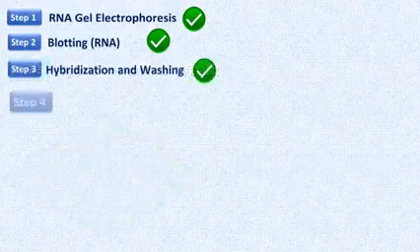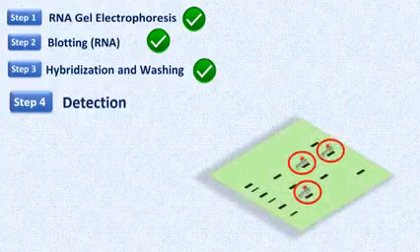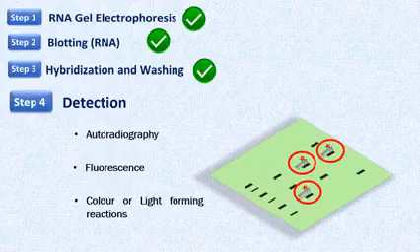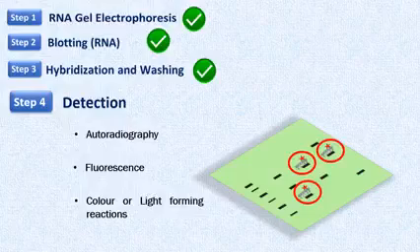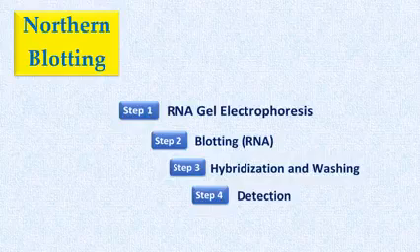In the fourth and final step, detection is done. Again, the detection and visualization method depends on the type of labeled molecule we used for the hybridization step. So, these were the steps involved in Northern blotting.